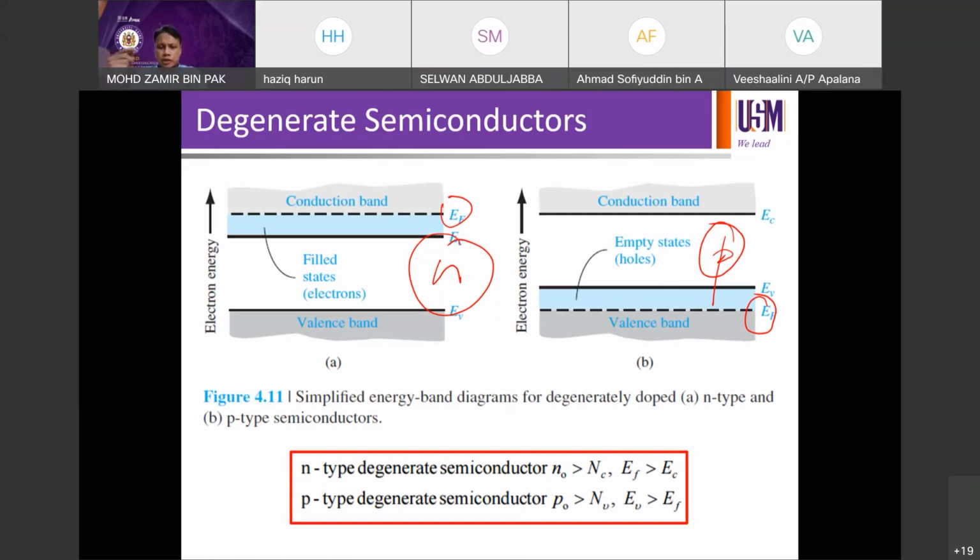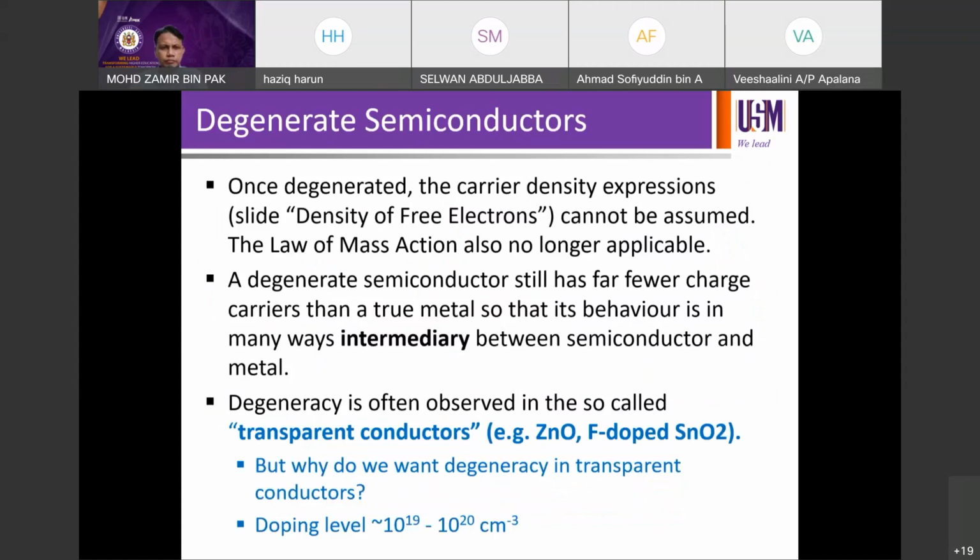In essence, you can summarize the N-type and P-type degenerate semiconductors as follows. N0 is more than or equal to NC, and we've learned that for silicon, NC is equal to 2.8 times 10 to the 19. At this point, your EF will be more than your EC. And if you keep increasing the doping level of P-type, where you have your P0 more than NV, your valence band will be higher than your EF. So that will be your summary.